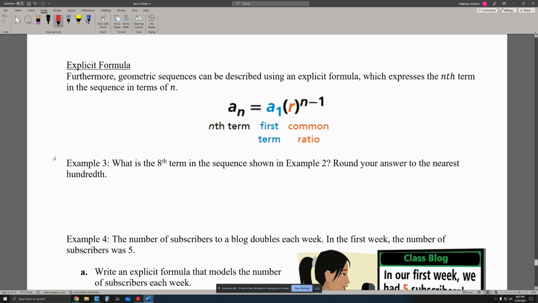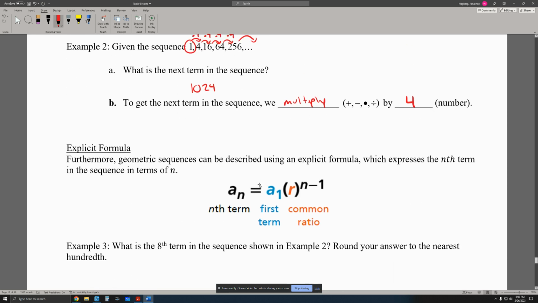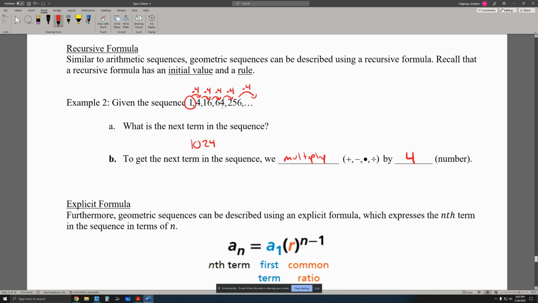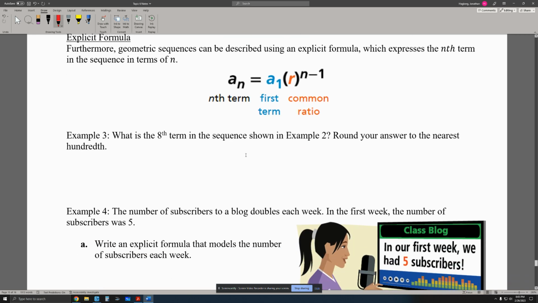So example 3, what is the eighth term in the sequence shown in example 2? So if I were looking here at example 2, 1, 4, 16, 64, 256, and so on, we know that the initial value is 1. So let's go ahead and write this out. Actually, we're trying to find a8. So a sub 8 is equal to a1, which we know is 1, times the common ratio, which we said we're multiplying by 4 each time, and then raised to the power n minus 1, which is 8 minus 1.